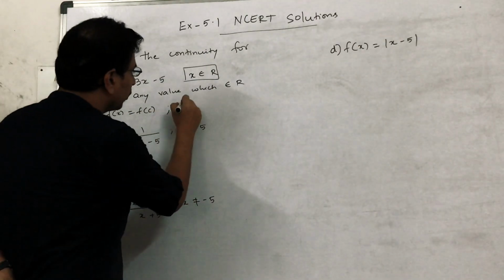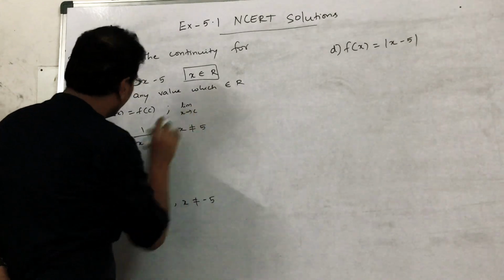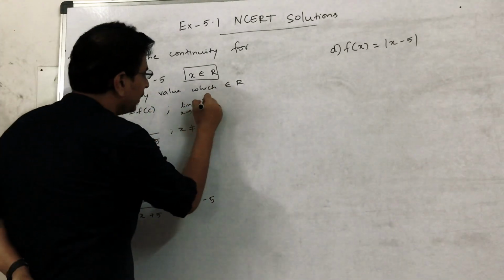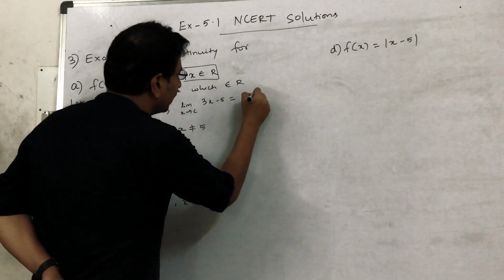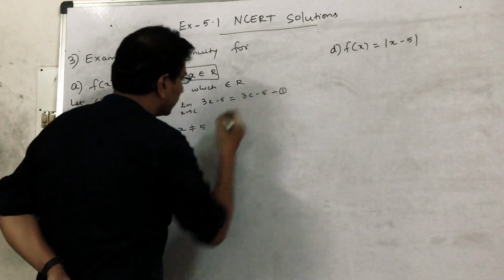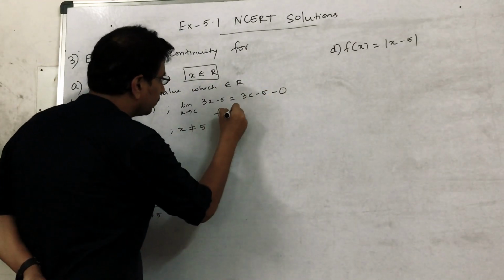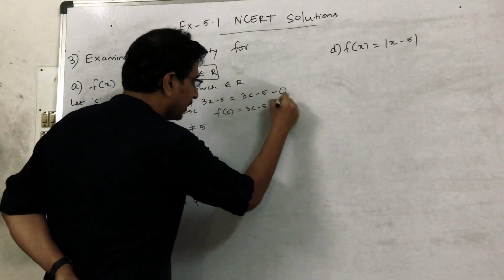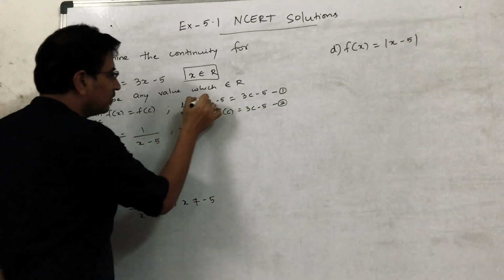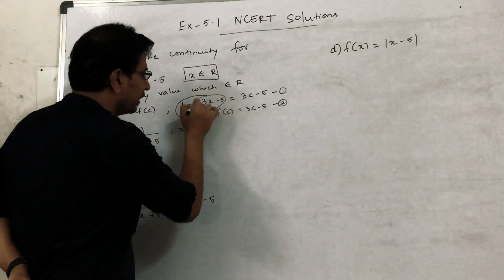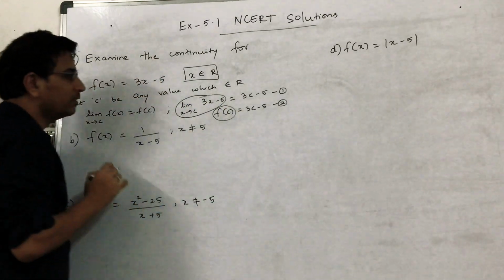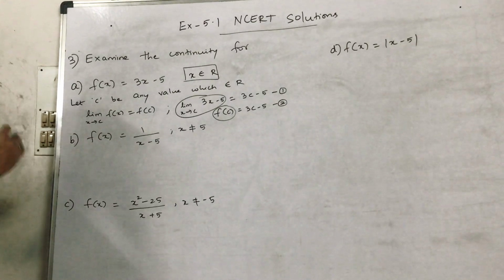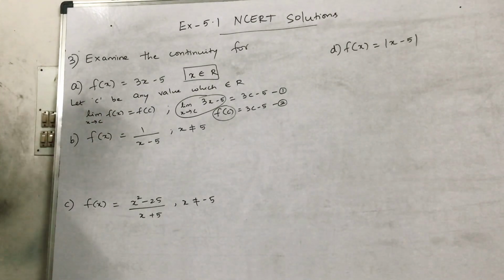So for this problem, what we will do is: the limit as x tends to c of f of x is how much? 3x minus 5, so this will be 3c minus 5. Let this be equation number 1. Now what is f of c? f of c is also equal to 3c minus 5. Let this be equation number 2. Since the limit as x tends to c of f of x is equal to f of c, we can say that this function is continuous throughout its domain. Second.